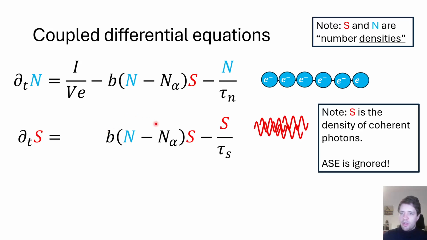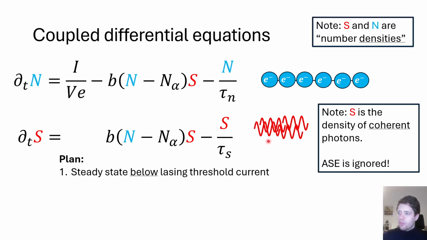Furthermore, note that the S here is the number of coherent photons, and essentially the reason is that whenever a photon triggers the recombination thanks to stimulated emission, it produces an identical photon, and this sort of cascading effect will tend to cause one type of photon to dominate within the cavity. But there is also some production of amplified spontaneous emission, which we're going to ignore in this derivation.